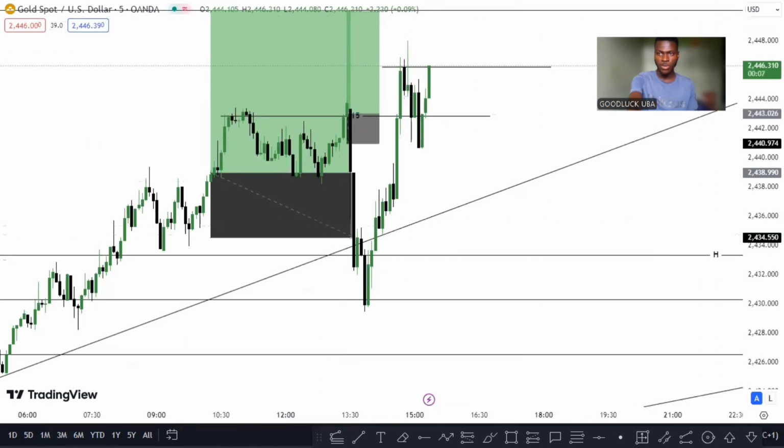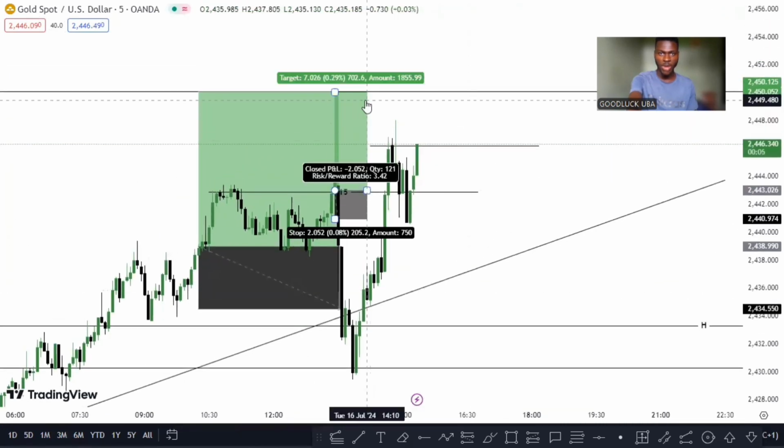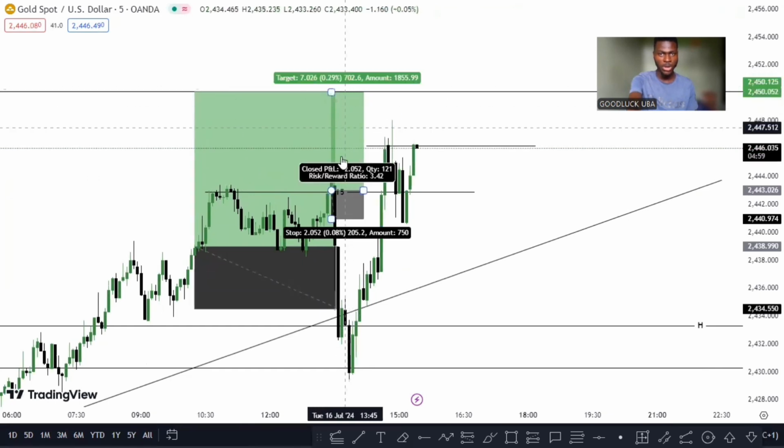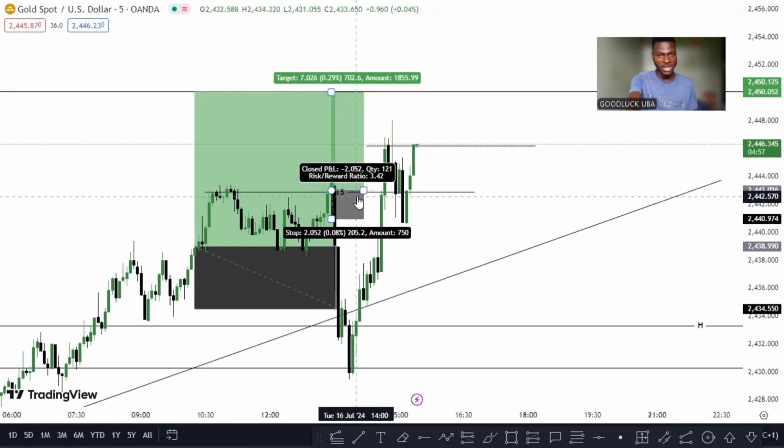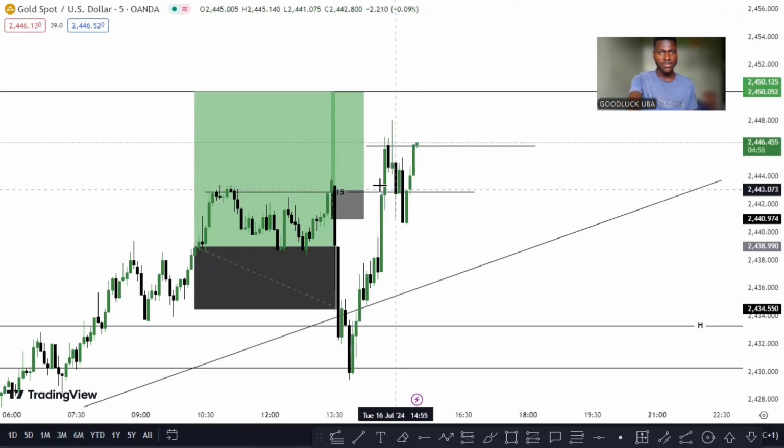And if price goes up, price will now come to my TP. That was the initial plan. Price will come to my TP. If this happens, price will just come to my TP straight up. That was my initial plan. But at the end of the day, price went south.